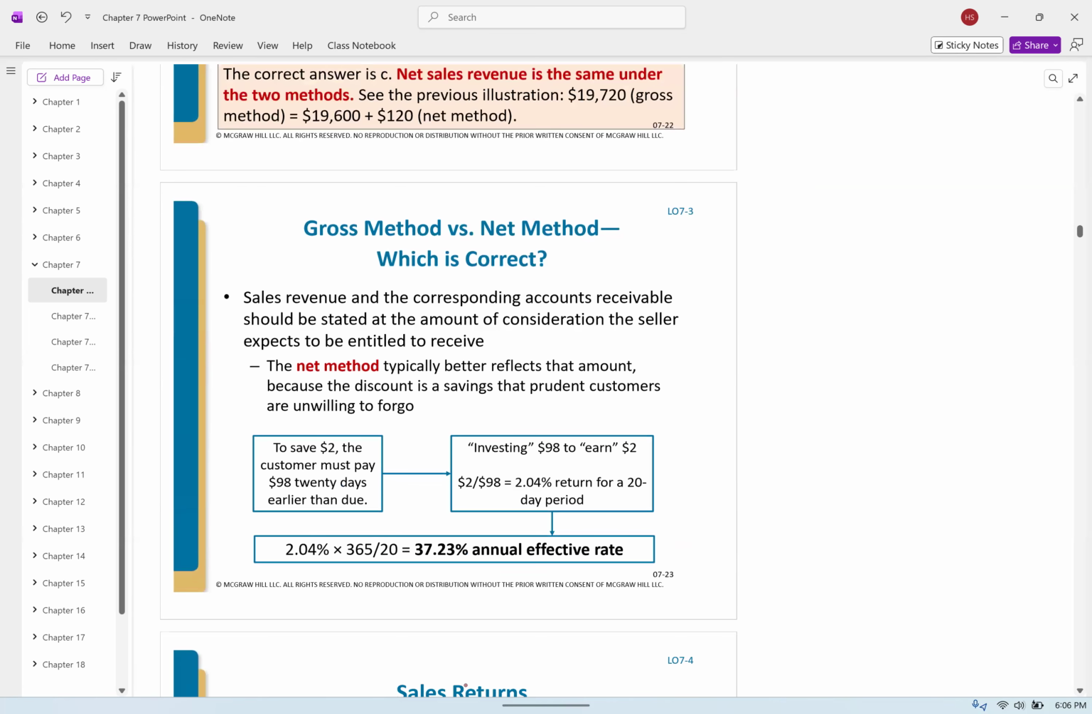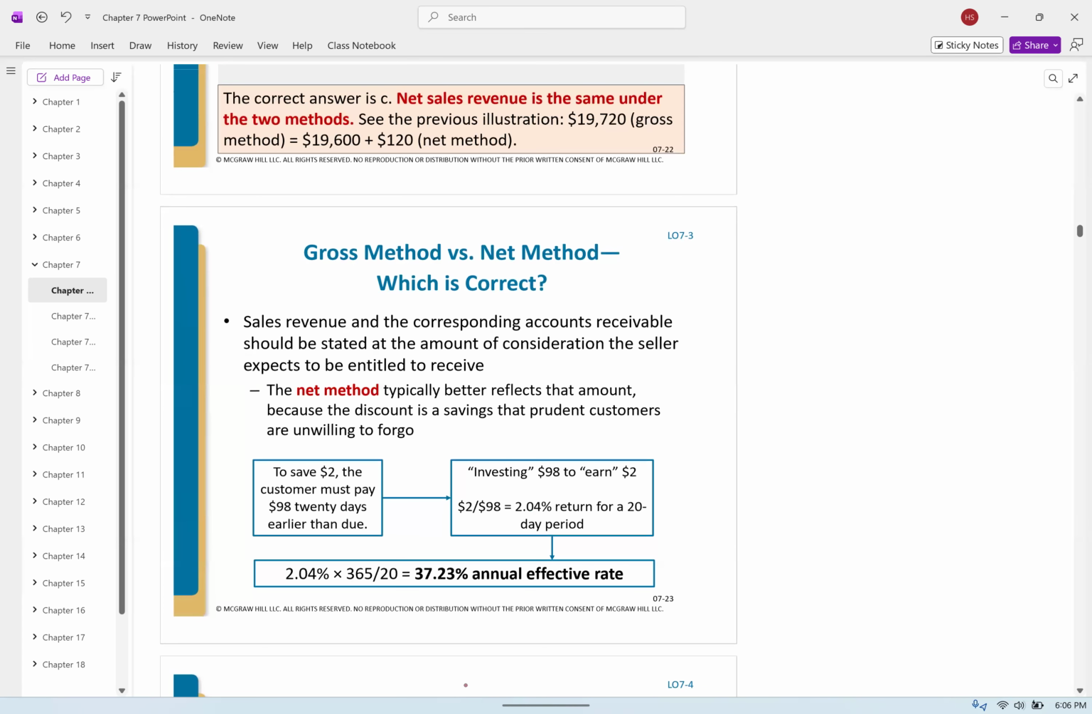They ask which is correct. Sales revenue and corresponding accounts receivable should be stated at the amount of the consideration the seller expects to be entitled to receive. Net method does reflect that amount. Probably the net method might be the most conservative, because you're not over-inflating sales or your accounts receivable.